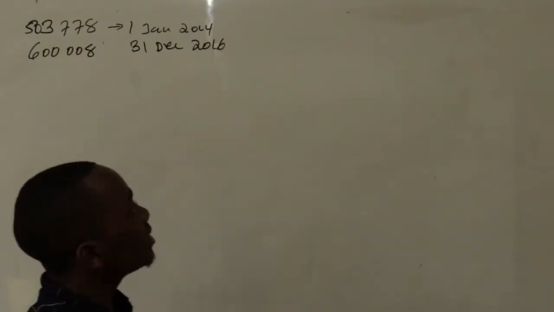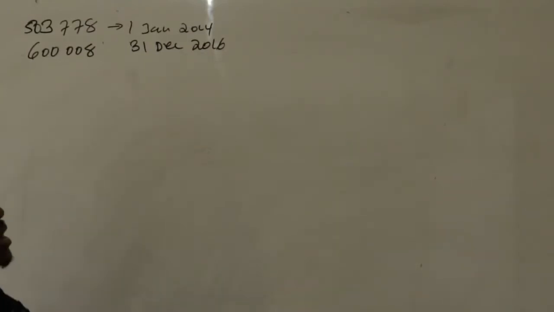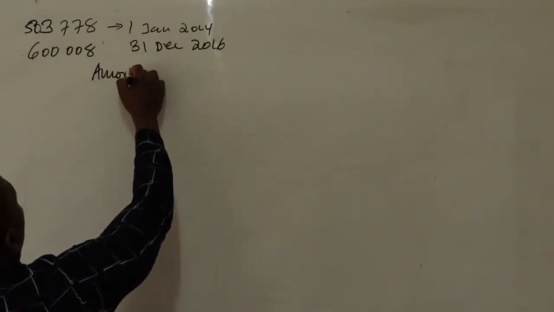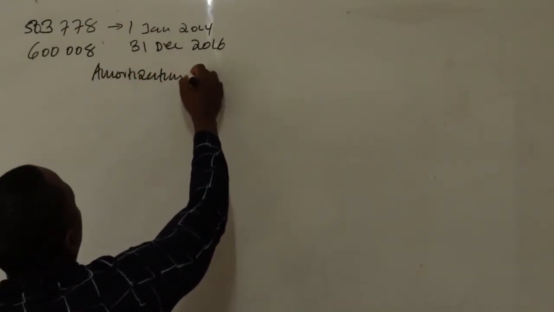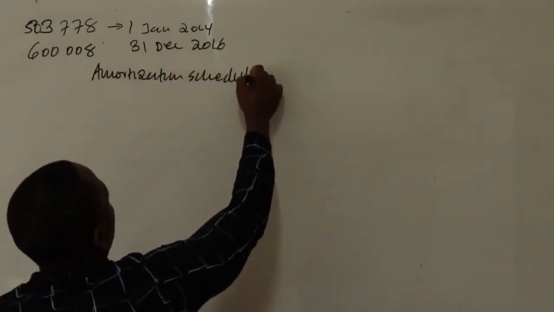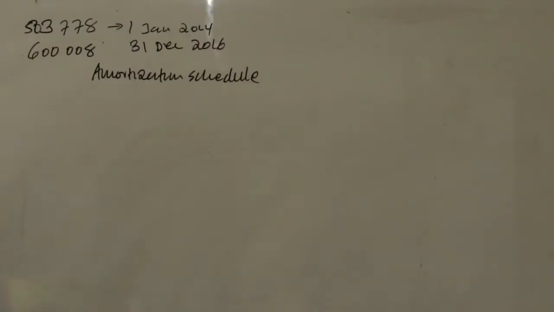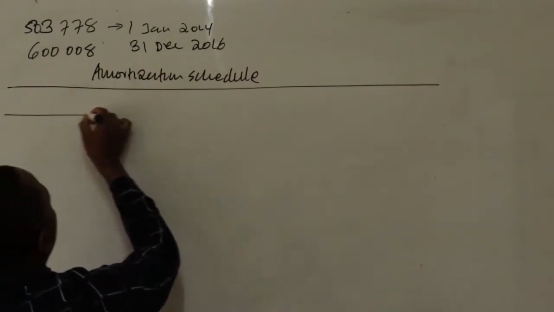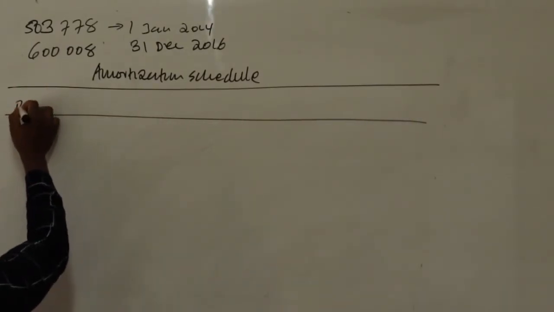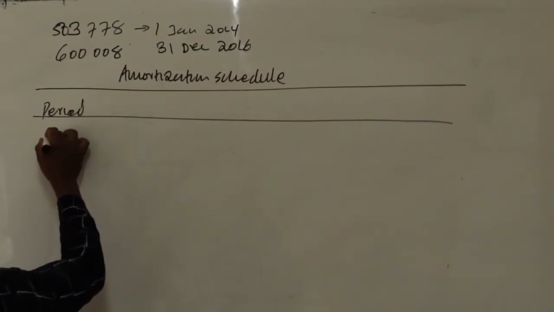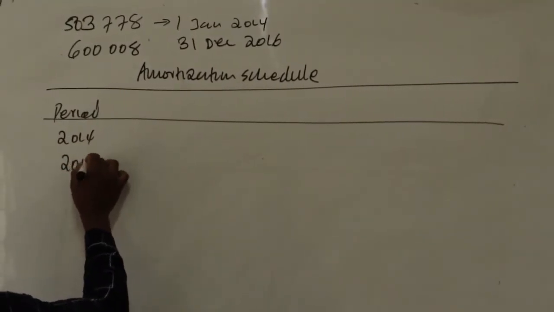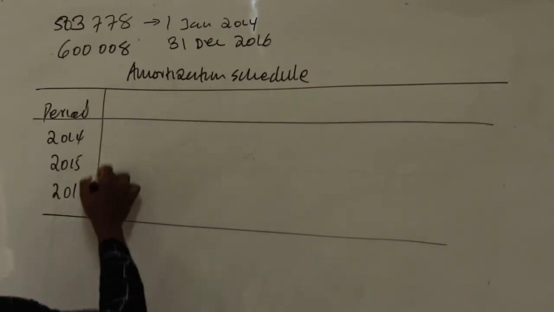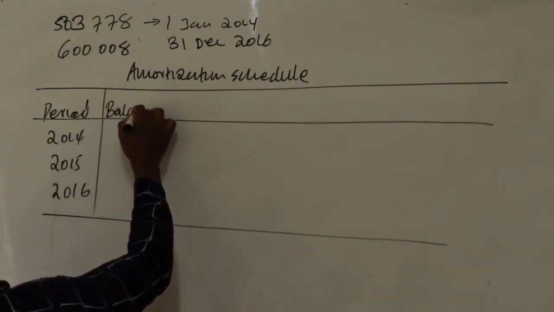So how do you amortize this? In this case, you'll be preparing an amortization schedule. This is how you'll be presenting. So you have period: we have 2014, 2015 and 2016. It was for 3 years. Then you determine the balance brought down.